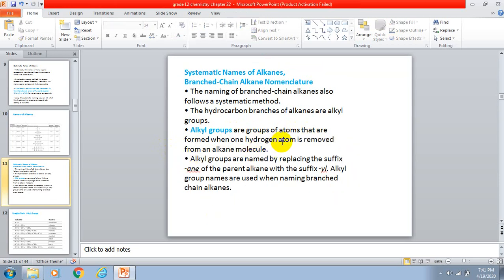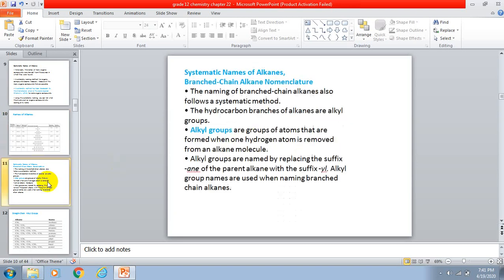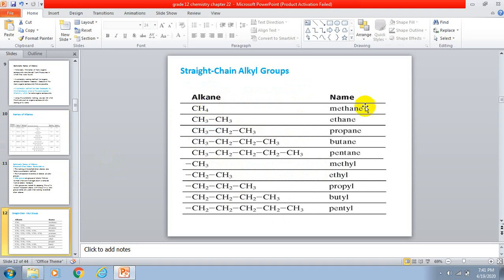When one hydrogen atom is removed from any typical alkane, like the CH4 structure, look at the structure, CH4. If you remove this H from here, it will lead to what? Alkyl groups. Got the idea? Now look at here, CH4, methane.